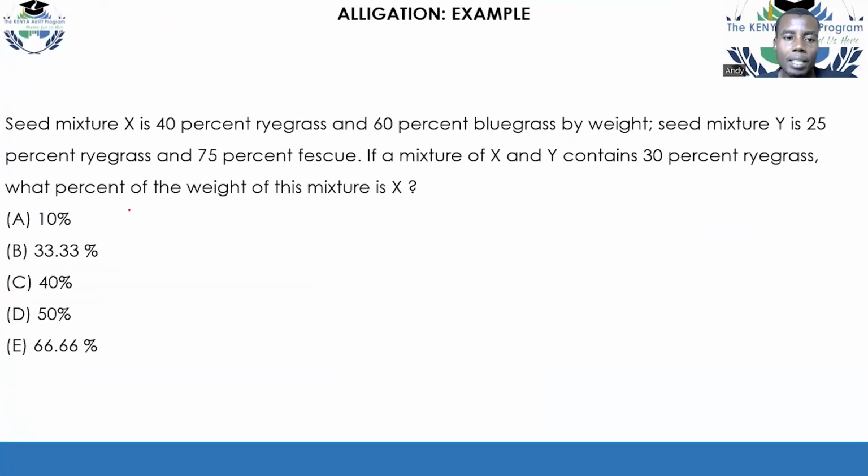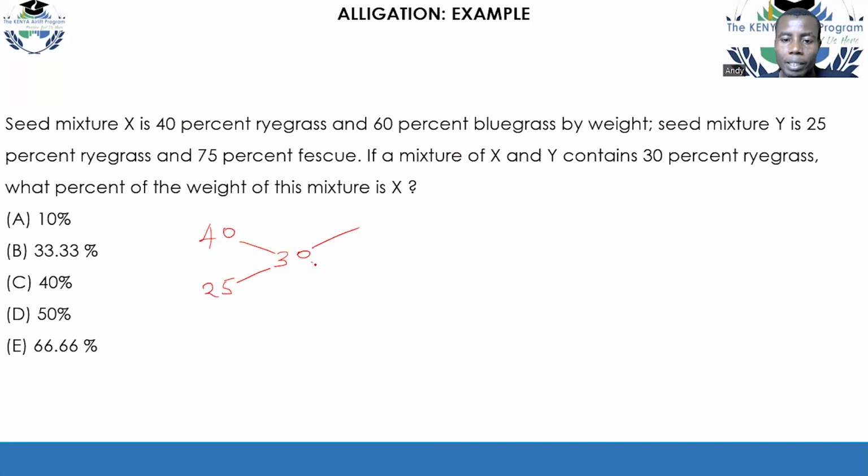The first one we have here is that seed mixture X is 40% ryegrass and 60% bluegrass by weight. Seed mixture Y is 25% ryegrass and 75% fescue. If a mixture of X and Y contains 30% ryegrass, what percent of the weight of this mixture is X? So we'll be focusing on ryegrass here because that is what the question wants. Now, X has 40% ryegrass and Y has 25% ryegrass. So the greater percentage here is 40. The other is 25%, so we'll have it down here. Then the final or desired is 30, so we'll have it in the middle here.